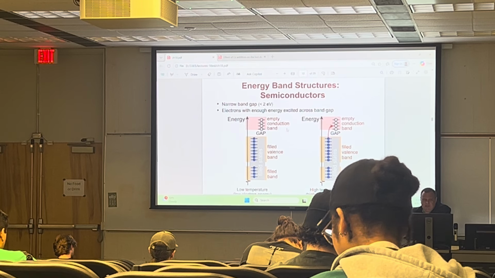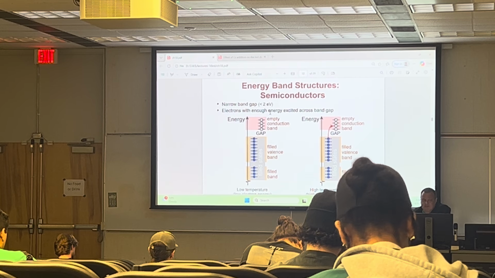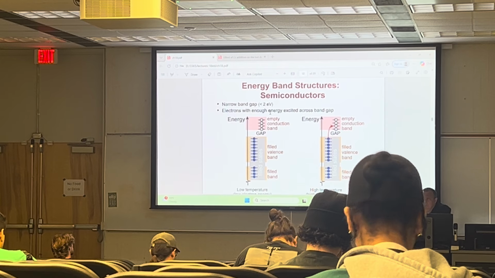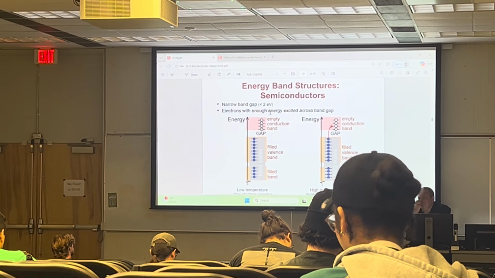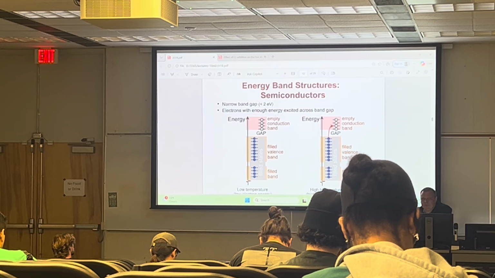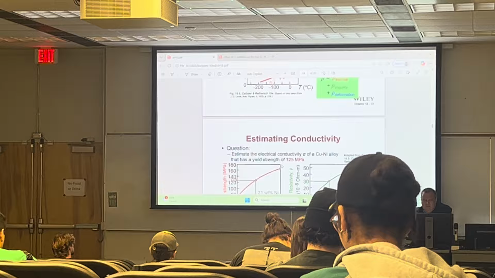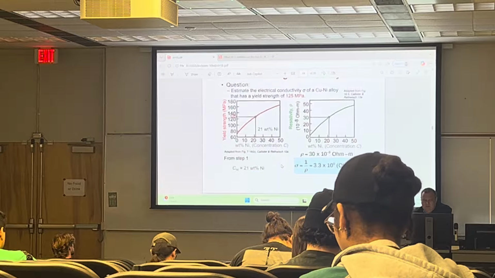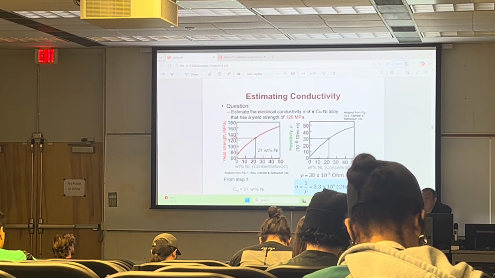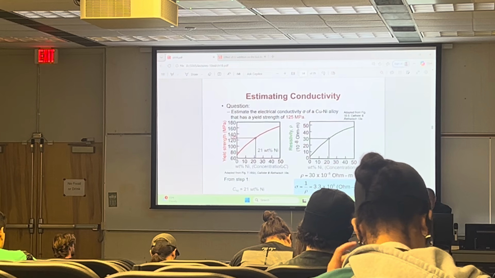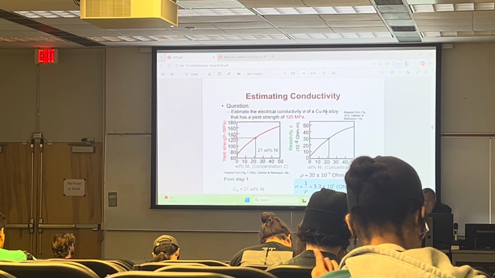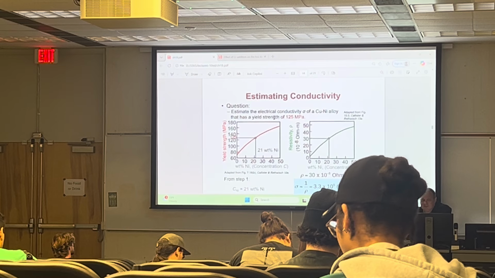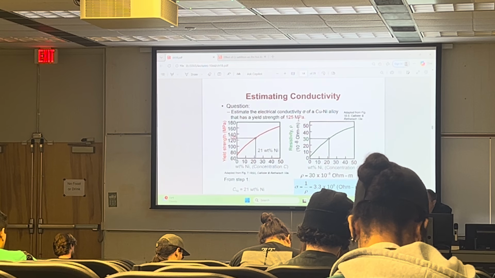And so far we talked about conduction of metals. We just barely touched on the semiconductors, and we said that they have a narrow band gap. So I want you to remember this band gap of roughly 2 electron volts. And here is our Chinese train problem. Estimate the electrical conductivity sigma for a copper-nickel alloy that has a yield strength of 125 megapascals.